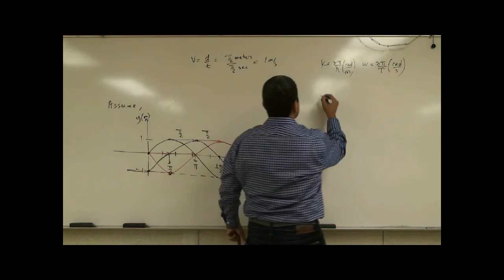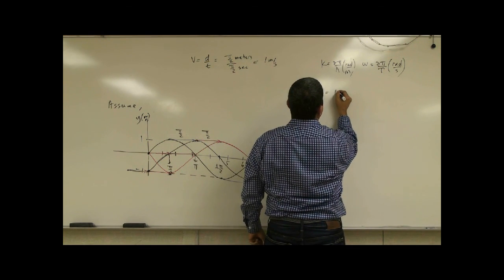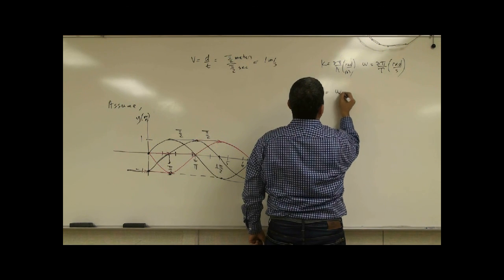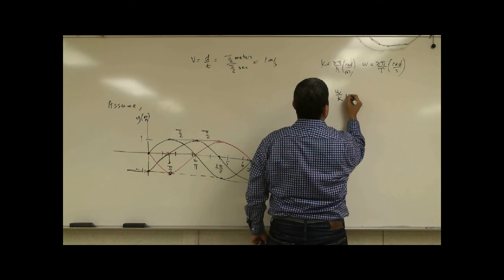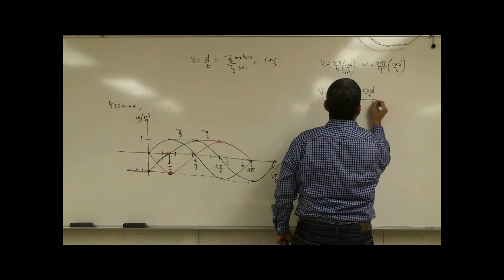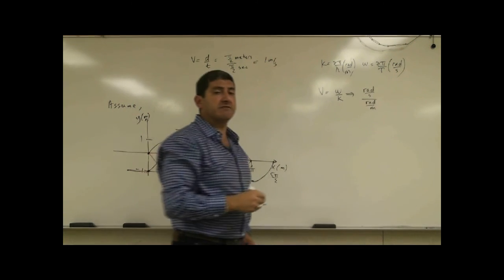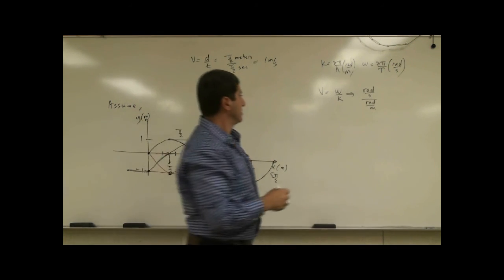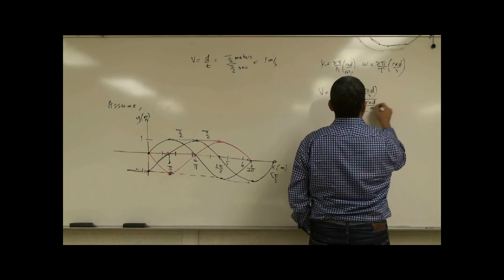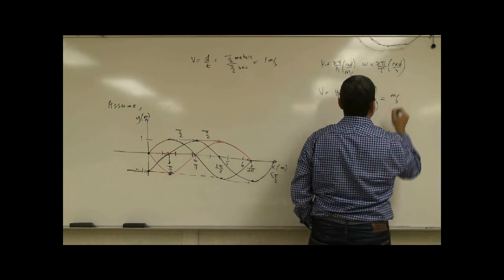So what should we do? V is equal to, should we do omega over k or k over omega? If we do omega over k, what are we going to get in terms of units? Rads per second over rads per meter. Is that going to give us the desired units? Okay. Let's see here. Rads are going to cancel. The meter is going to go up to the top. Meter over second.